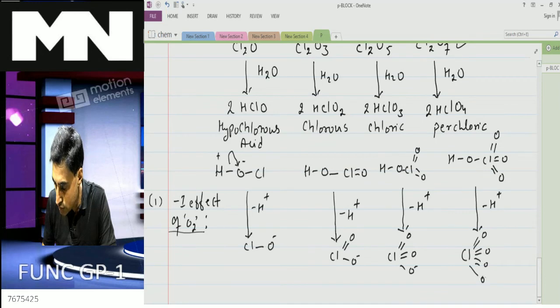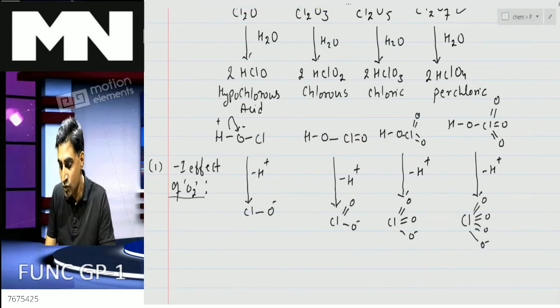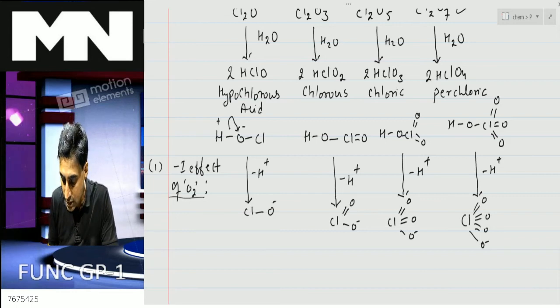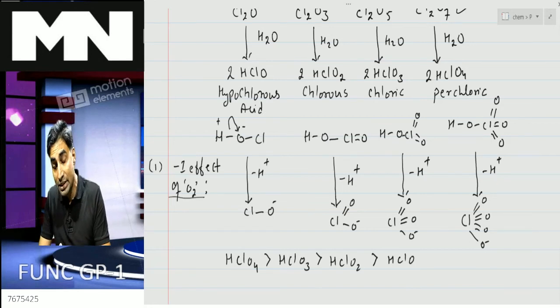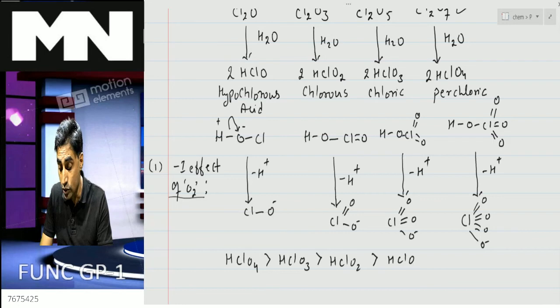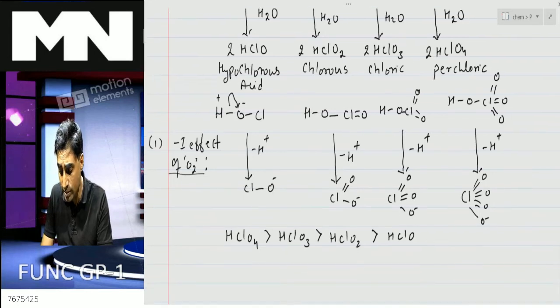You'll have O negative. So, according to the first point, that is the minus I effect of oxygen, the more the number of oxygen, the more will be the electronegativity, easier will be the donation of H positive ion. So, according to this factor, HClO4 is more acidic than HClO3, that is more acidic than HClO2, and that is more acidic than HClO. So, this is the trend of acidic character of oxo acids of chlorine, according to the minus I effect.